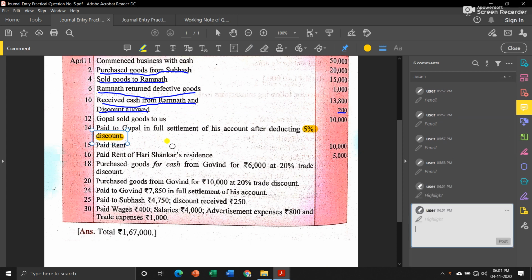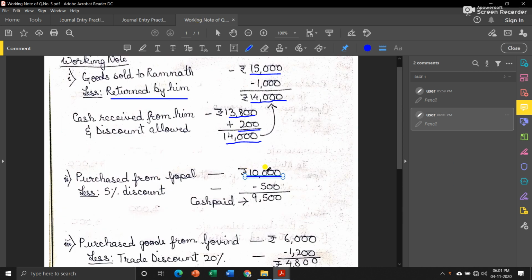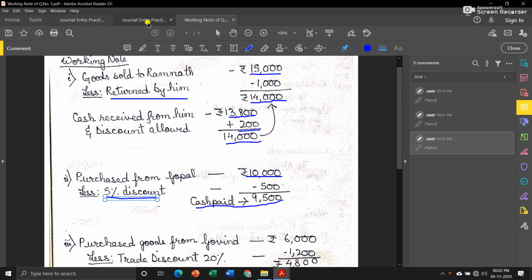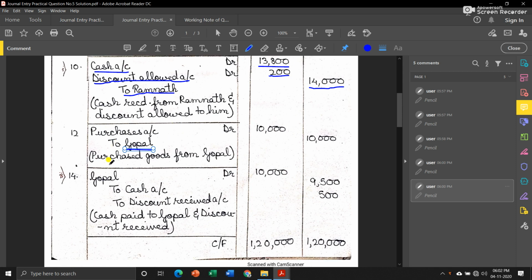Now this 5% discount is nothing but cash discount, so we have to record it in our journal. So 10,000, we will deduct 5% of discount, so 5% of 10,000 is 500. That means after receiving 5% discount we have actually paid him 9,500. So this we will write in here.